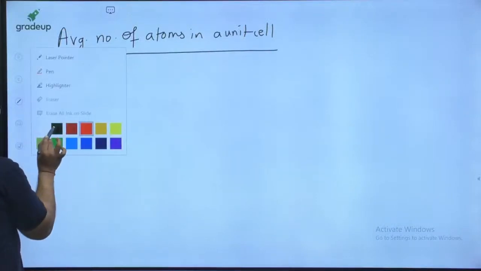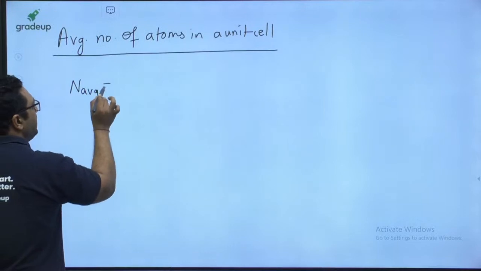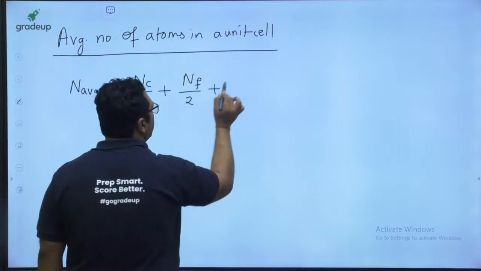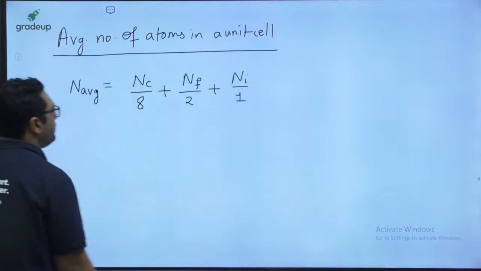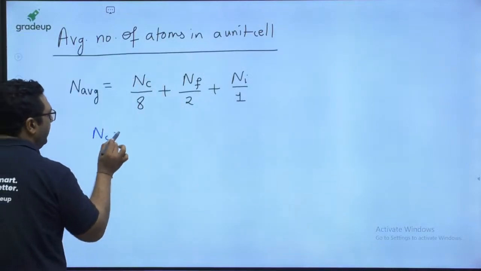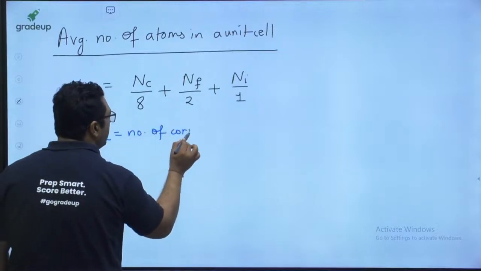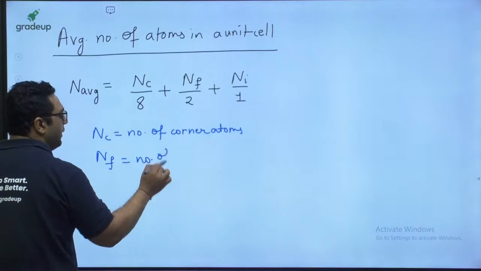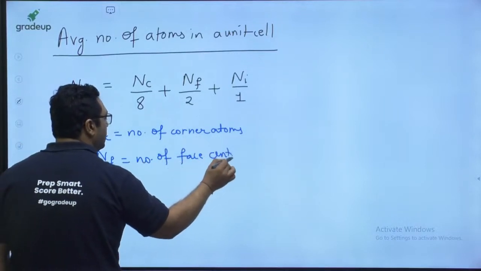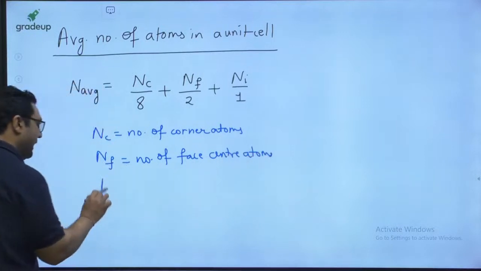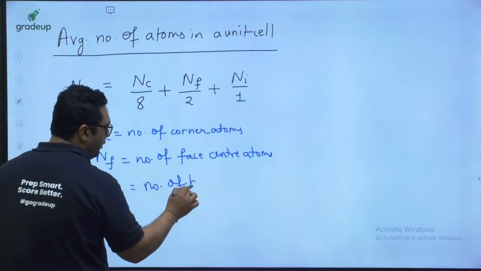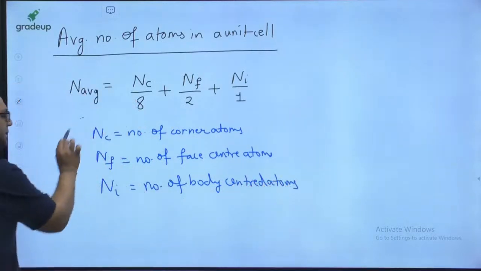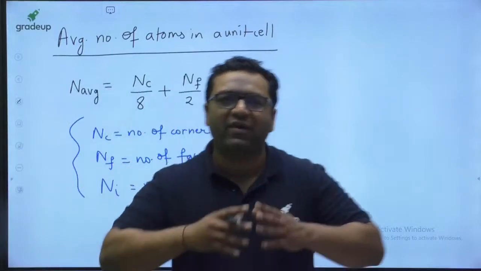So my dear, if you want to find out the formula of average number of atoms, it is given as: corner atom is shared by 8 unit cells, face center atom is shared by 2 unit cells, body center atom is shared by 1 unit cell. Here, NC is the number of corner atoms, NF is the number of face center atoms, and NI is the number of body centered atoms. With this you can find out the average number of atoms in a unit cell.